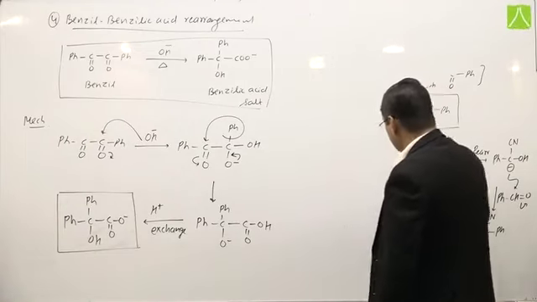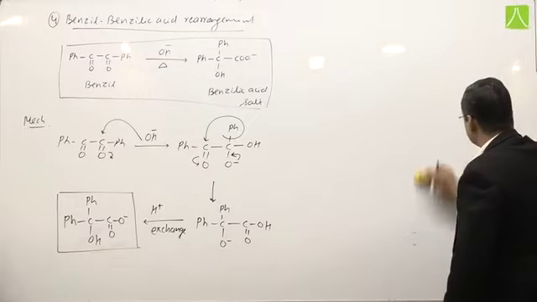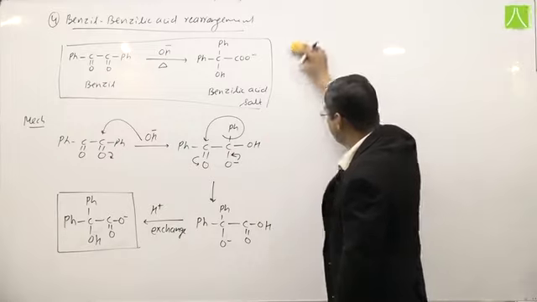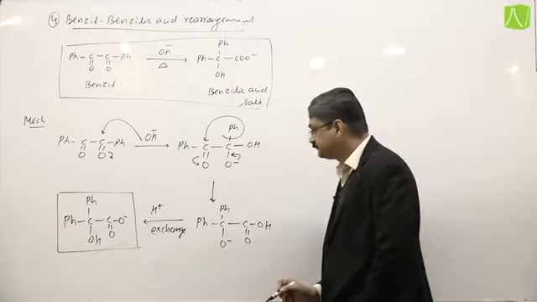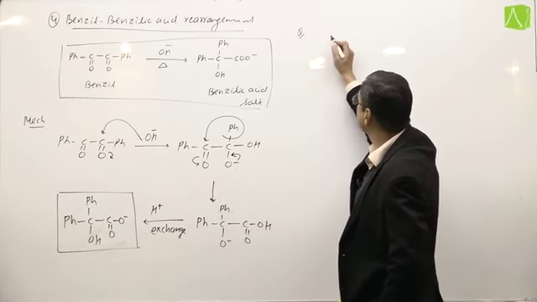So it is again similar to the Cannizzaro reaction. In Cannizzaro reaction, hydride transfer takes place, but there is no hydride in this molecule. So that's why phenyl transfers, and after the transfer of phenyl group, then this product is obtained. So I write a question.